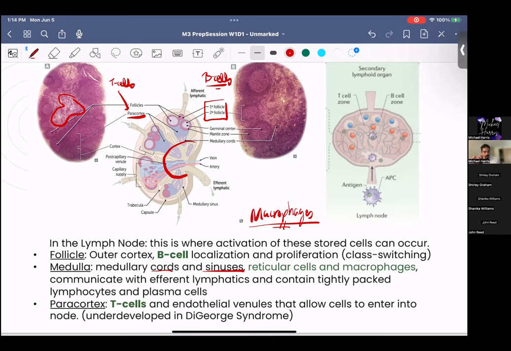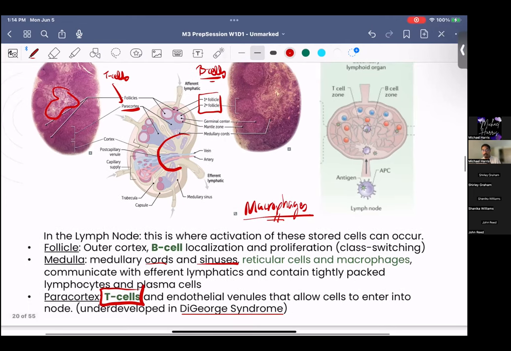Okay? Now, the pericortex that we just talked about, that's where the T cells are located. That's why in certain conditions like DiGeorge, you don't have a pericortex. The pericortex is gone because there's no T cells. But you have follicles because those are where the B cells are located. Okay? Good. Any questions on any of this so far?